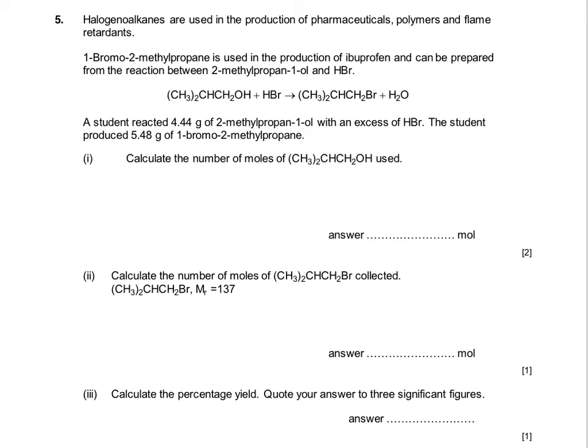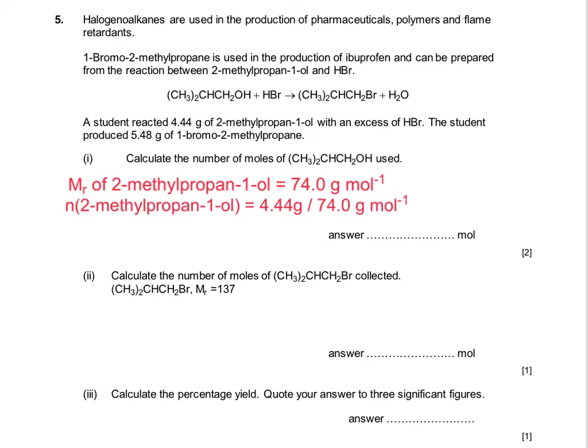It's a bit more mathsy, so it's asking you to work out the number of moles of 2-methylpropan-1-ol that was actually used. So the first thing you always do is quote the Mr clearly and signpost it. Don't just stick the number in there somewhere and hope to get the mark for it. Actually put it in there like I've just done. So now you calculate the number of moles using moles equals mass over Mr. So the mass of your 2-methylpropan-1-ol is 4.44 grams. So your 4.44 gets divided by 74.0, and that gives you 0.06.